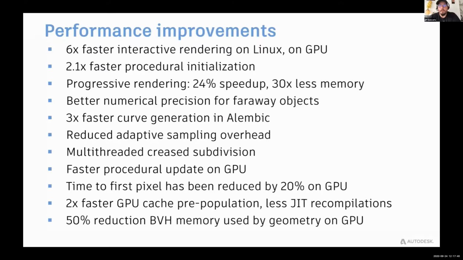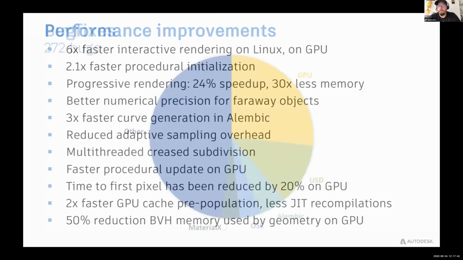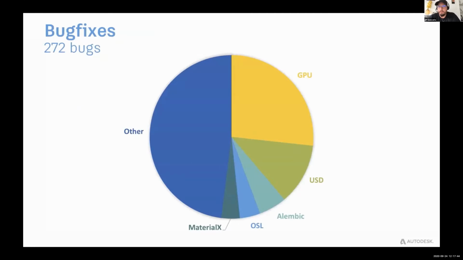When it comes to bug fixes, there are over 272 fixes in the latest version, addressing things on the CPU or anything inside of Arnold, but we also put a lot of attention on the GPU, a lot of attention on the USD developments. Alembic is very important, OSL and MaterialX.